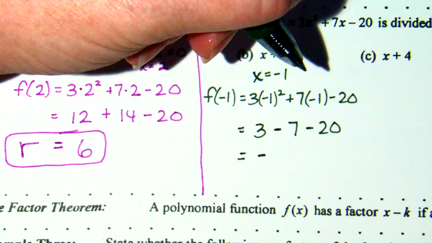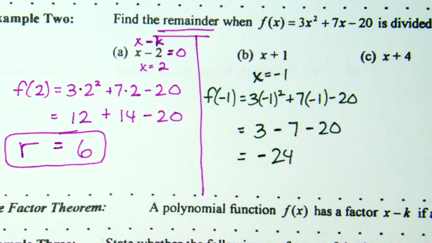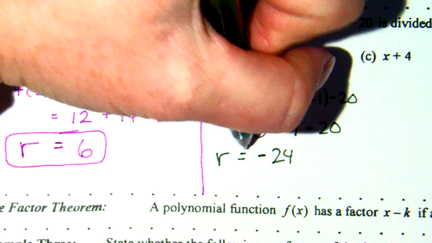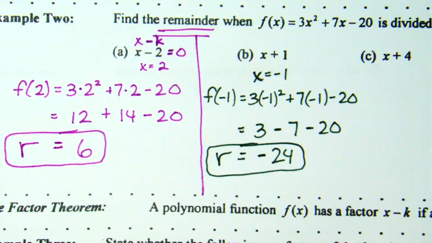So, example 3. State whether the following are factors of the function f of x equals 3x squared plus 7x minus 20. Stella pointed out that that is the same function from above. That's nice. A, we want to know, is x minus 2 a factor of 3x squared plus 7x minus 20?